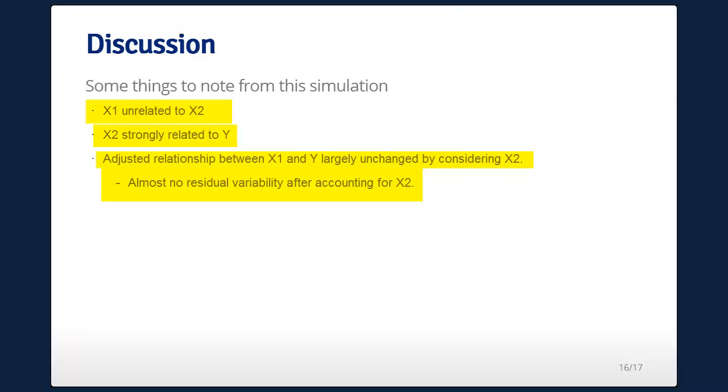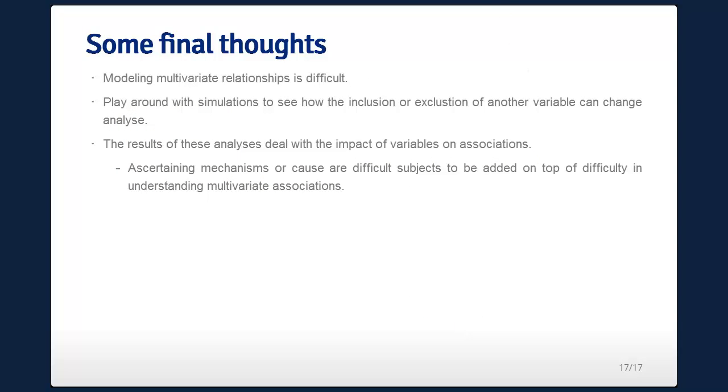So I think in summary, let me summarize these final thoughts. Modeling multivariate relationships is difficult if you want to interpret them. If you just want good prediction, then there's strategies, kind of automated strategies you could follow. But if you want to interpret these results, if you want to interpret these regression lines, the practice of adjustment can have a profound effect on your variable of interest. And so I would just encourage you to play around with simulations like these to see how you can get the inclusion or exclusion of another variable to change analyses.